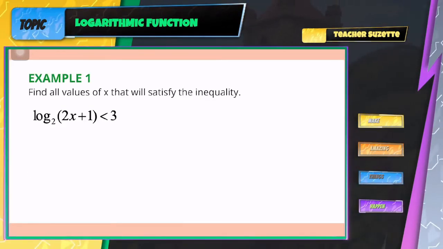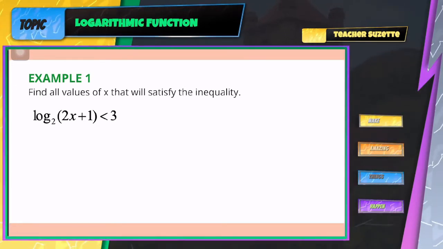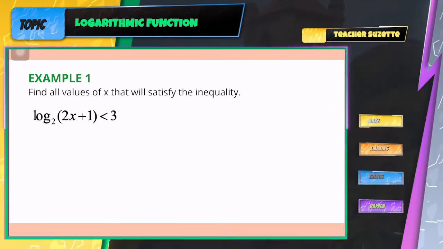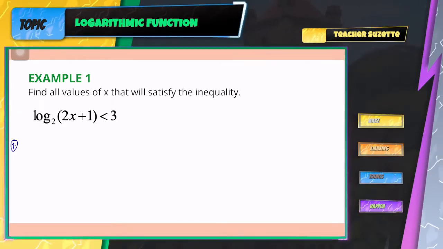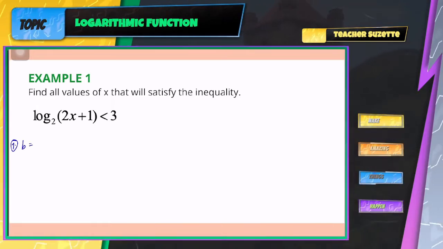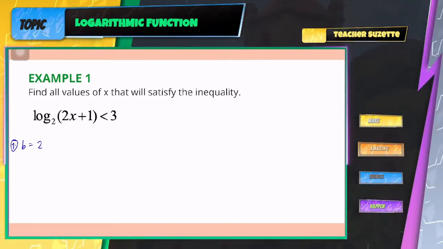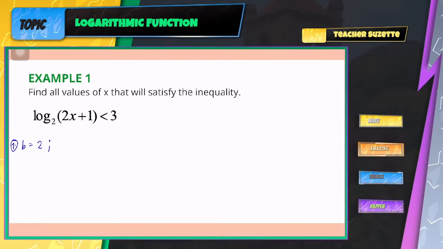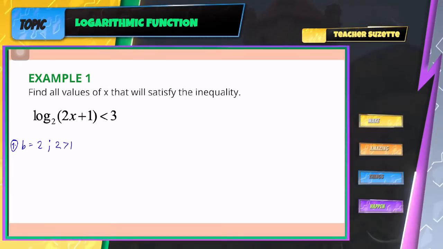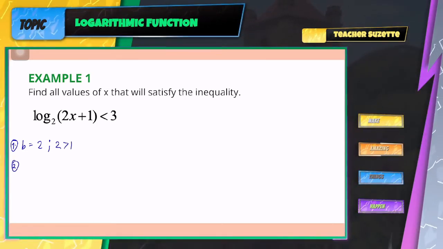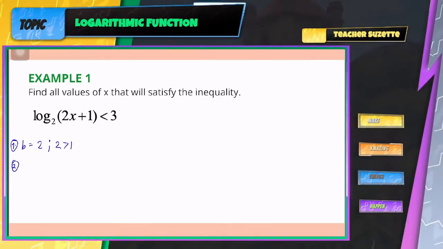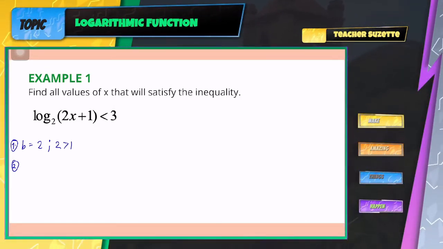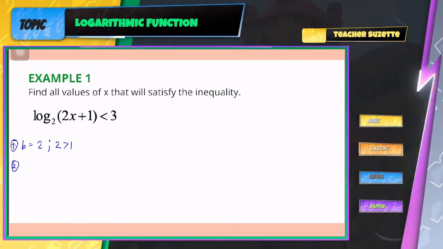Let's solve for the value of x for logarithm of 2x plus 1 base 2 less than 3. Again, let's check our base first. That is the first thing to do. The base for this inequality is 2, and 2 is greater than 1. Next, let's check our logarithmic expressions. The resulting values should be defined. Our x will be defined.